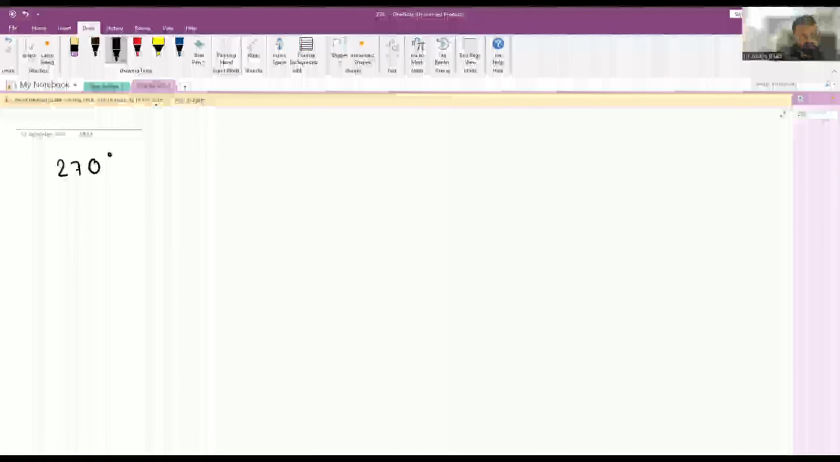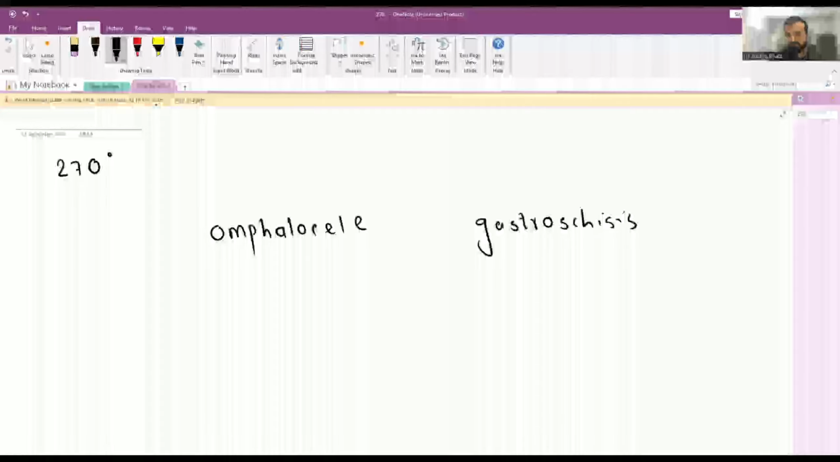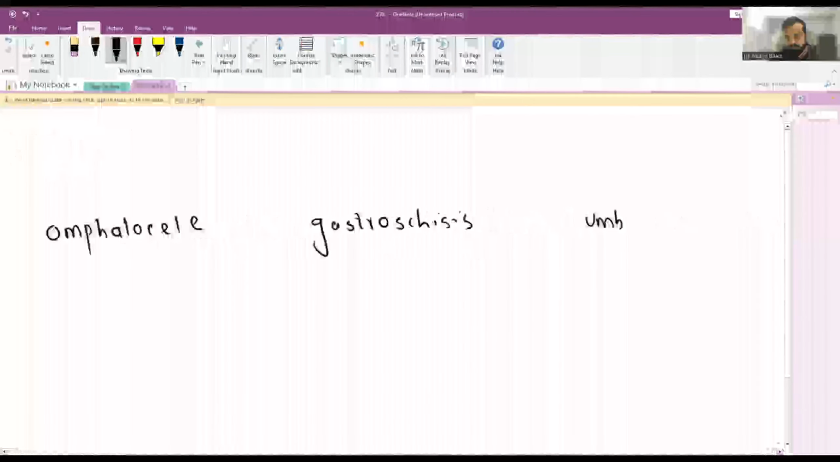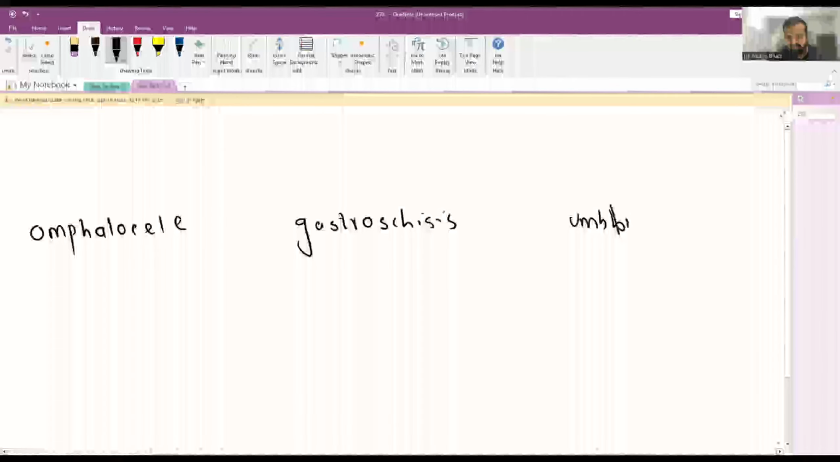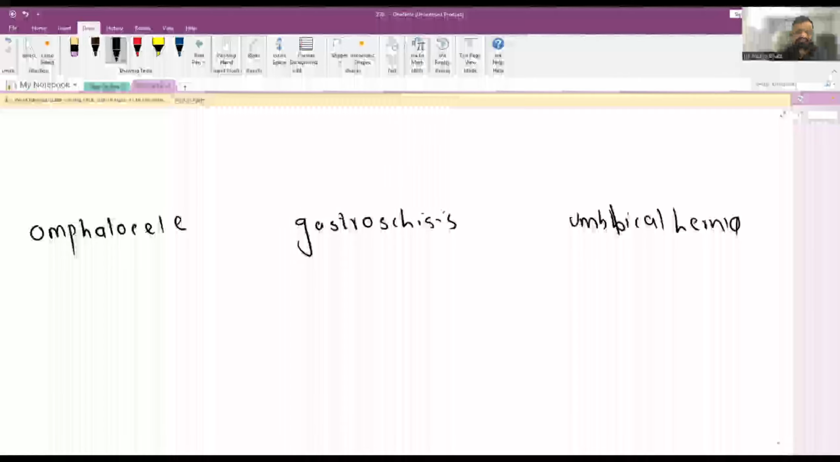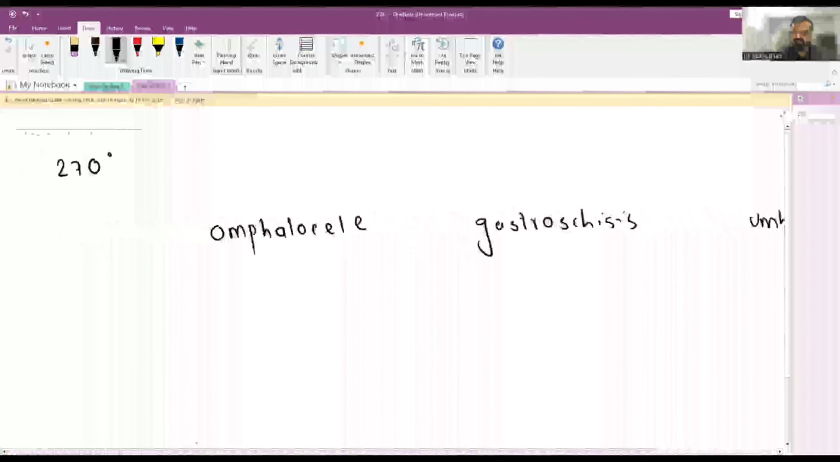We'll note them down: omphalocele versus gastroschisis versus umbilical hernia. So these are the three conditions that we will be discussing today, the basics.